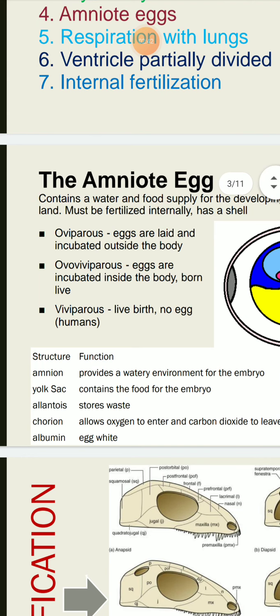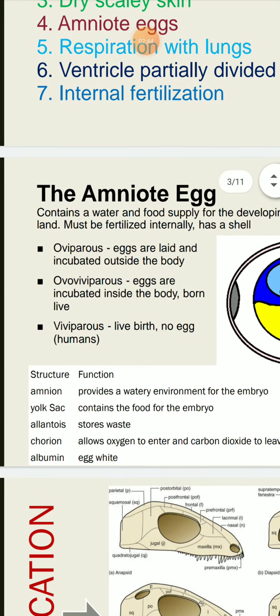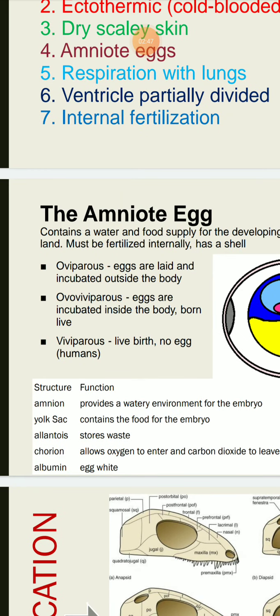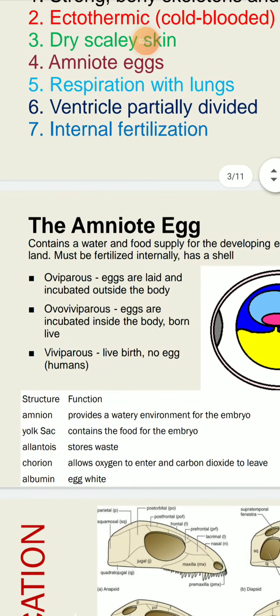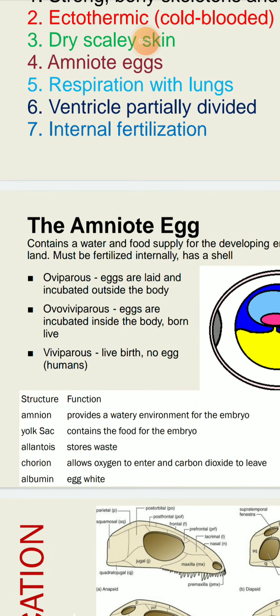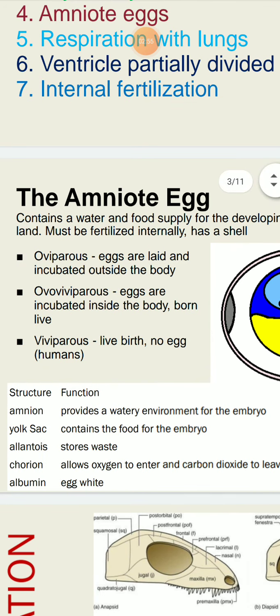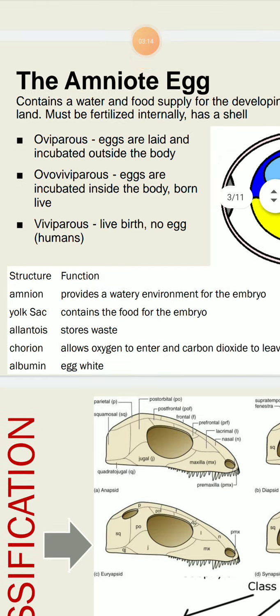The reptiles also show that they are oviparous, ovoviviparous, and viviparous. So they show all three sorts of reproduction. Oviparous is basically eggs are laid and incubated outside the body. Ovoviviparous is where the eggs are incubated inside the body and born live, whereas viviparous is giving birth to the young ones directly.